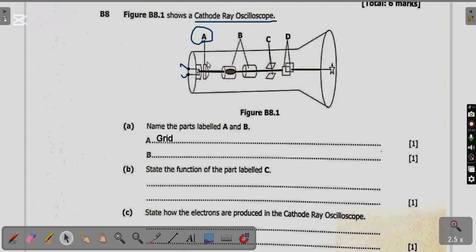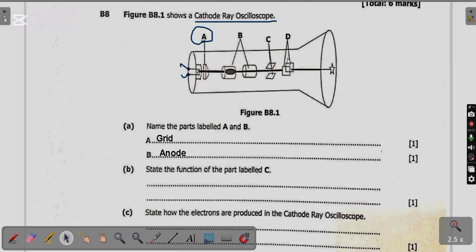They have to pass through a grid here, which just makes them flow in a straight line. As you can see here, they do not go either way, so they'll pass through in a fine line. And then they are pulled by the anodes here. So B, these are actually anodes. That is the anodes.